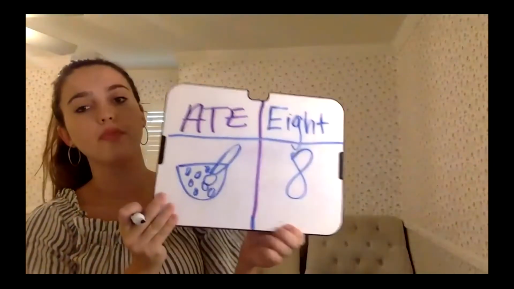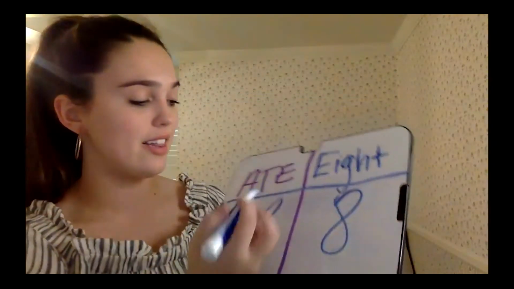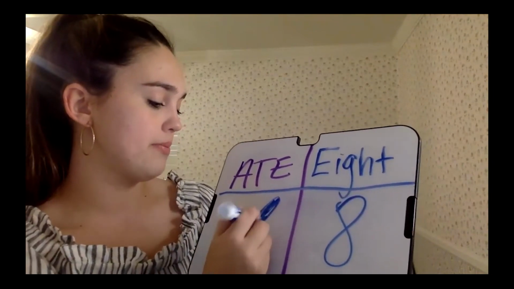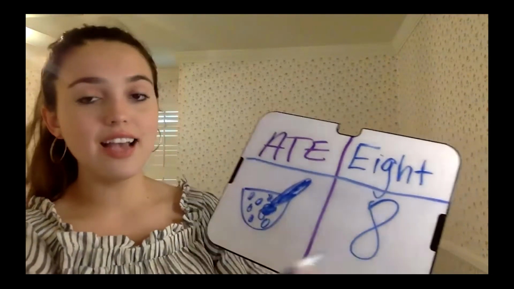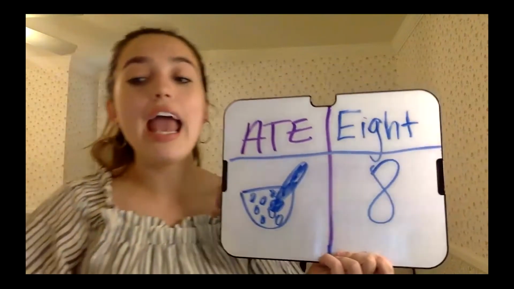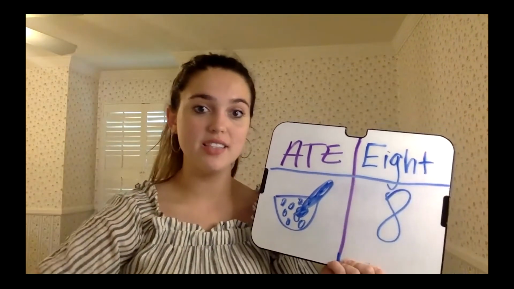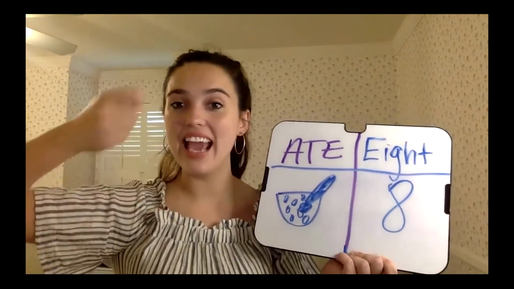So I am going to draw a little bowl of, let's say, some cereal. Okay. So on this side, you can see this is a little bowl of cereal. And on this side, you see eight. And it's important to know the difference between these because, again, ate, like he ate food, does not mean the same thing as the number eight. So what if I'm going to write a sentence and I would like for you guys to answer which one you think is the correct answer.